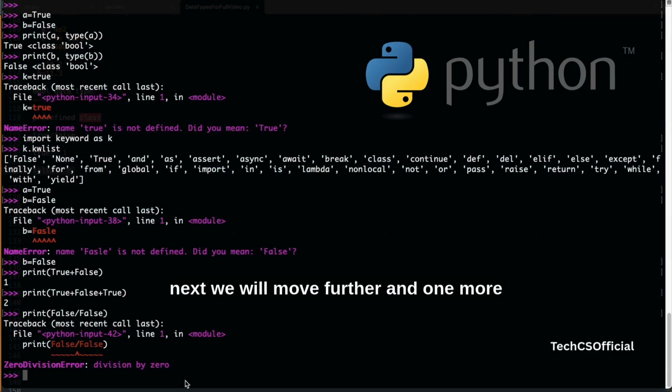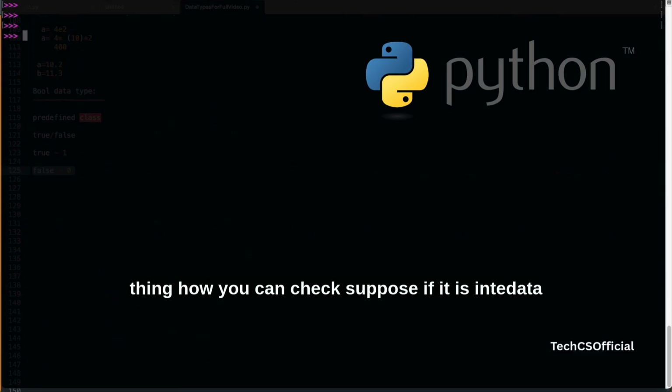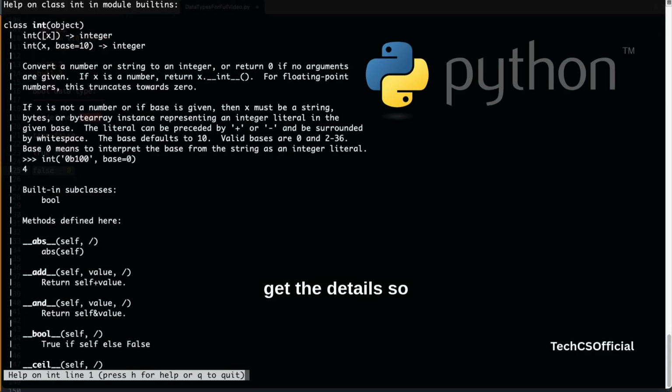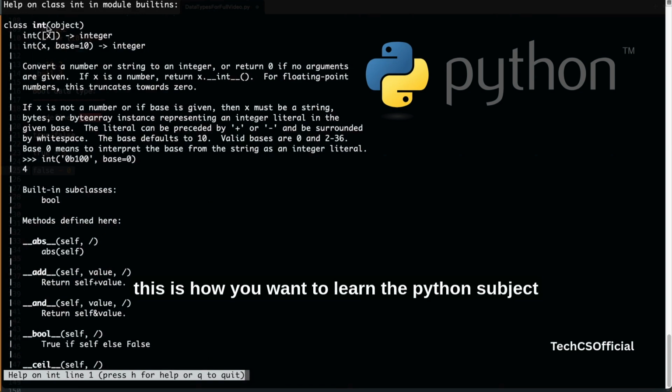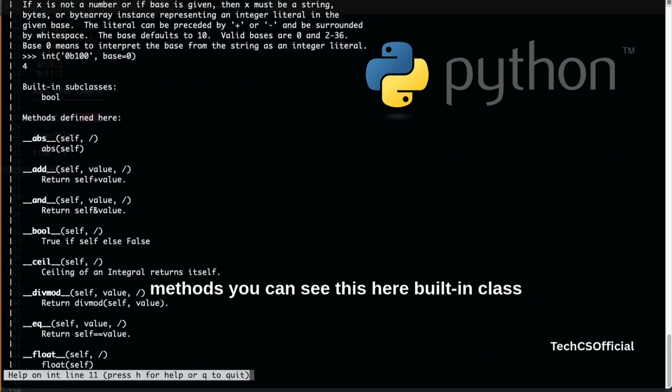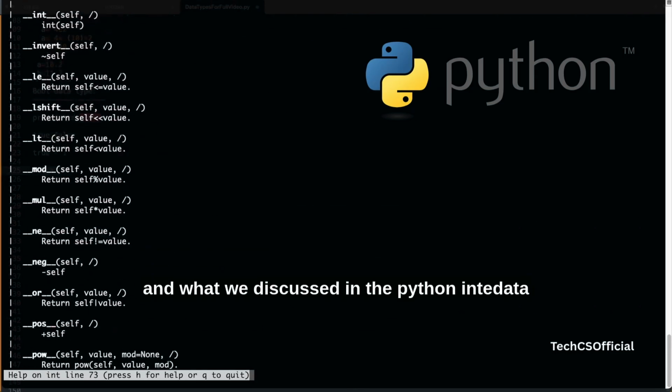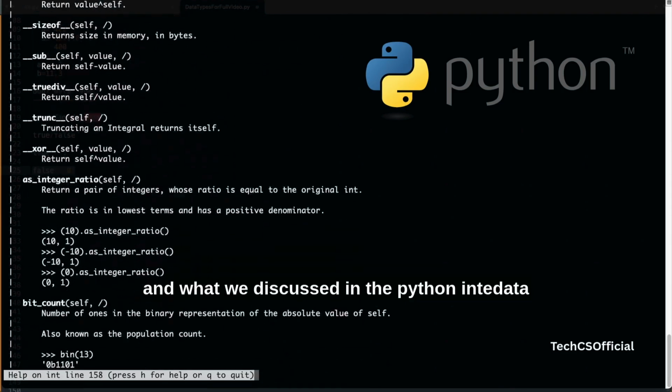Next we'll move further. One more thing: suppose it is the int data type, how can you check whether it is a predefined class or not? You can try help of int. We'll get the details. This is how you should learn the Python subject. Int is a predefined class, and the available methods you can see here. It is a built-in class, the subclass is bool, and methods are defined here. And that is what we discussed in the Python int data type.